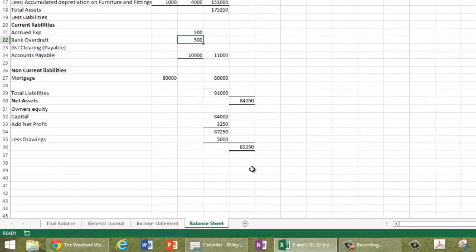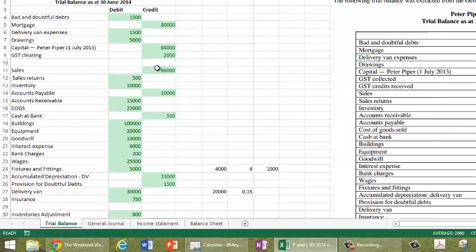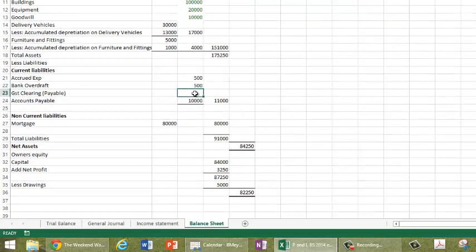Alternatively, I could have put $1,000 that should have been a credit on the debit side. I don't think I've done that. I'm just looking through here. GST clearing. Now let's have a look at that. $2,000. Have I put that in as a current liability in my balance sheet? There we go. Look, and this is the sort of process you need to go through. I honestly made that mistake, and that's a mistake easy to make.